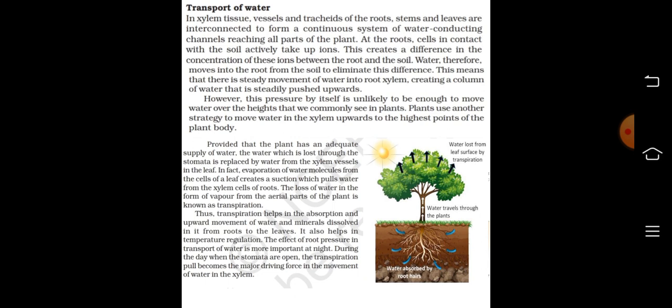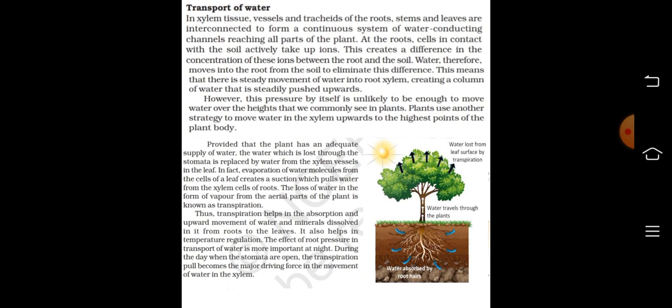However, this pressure by itself is unlikely to be enough to move water over the heights that we commonly see in plants. Plants use another strategy to move water in the xylem upwards to the highest points of the plant body. Provided that the plant has an adequate supply of water, the water which is lost through the stomata is replaced by water from the xylem vessels in the leaf.